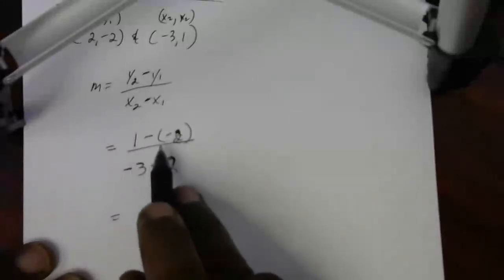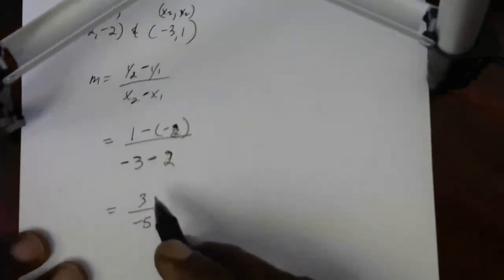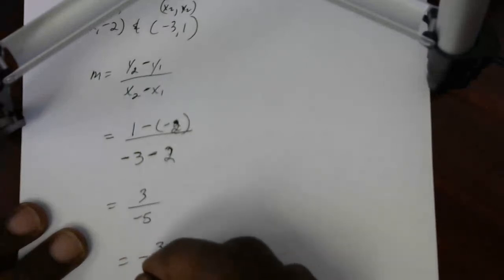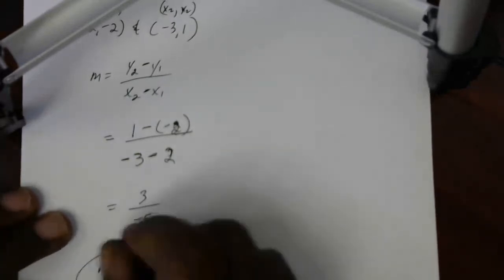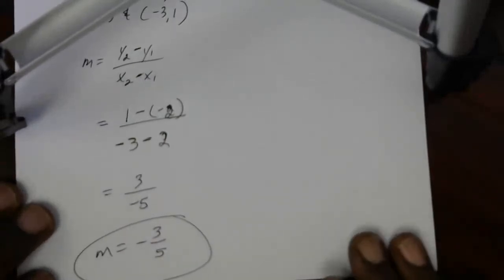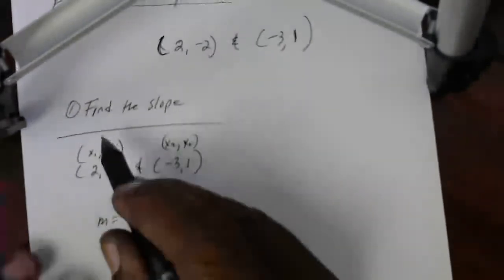All right, so in the numerator, that double negative becomes a positive, so 1 plus 2 is 3. In the denominator, -3 minus 2 is -5. A positive divided by a negative makes that entire number a negative number. So our slope is -3/5. All right. So that was the first part.